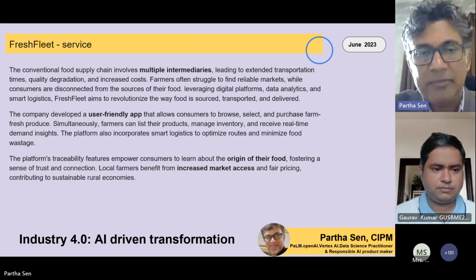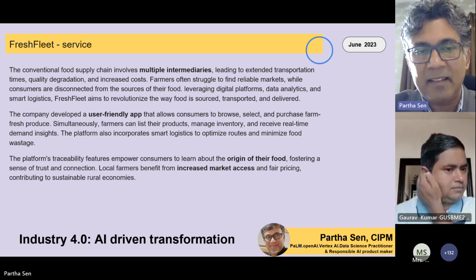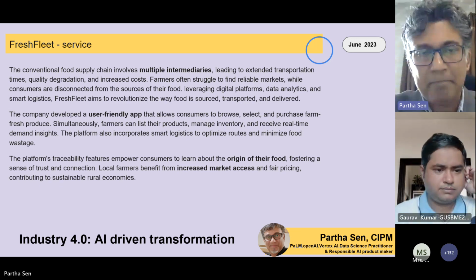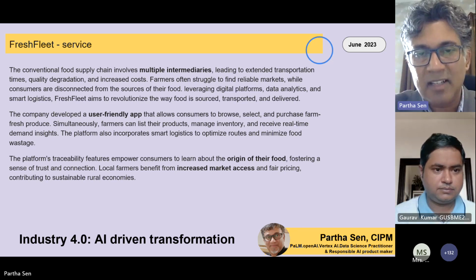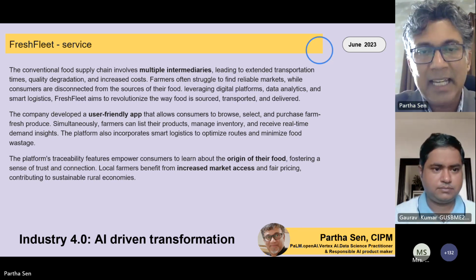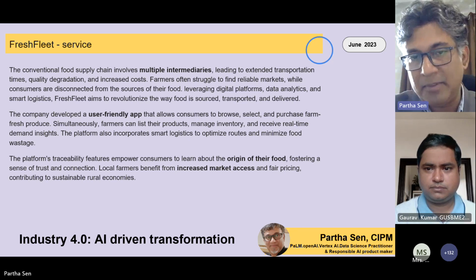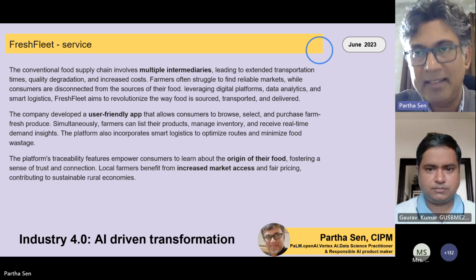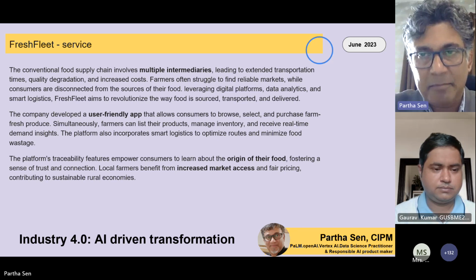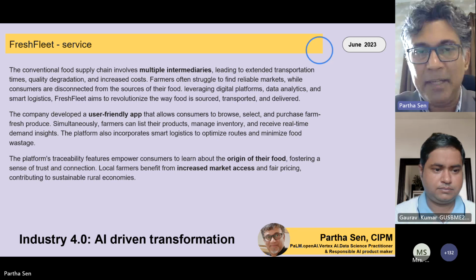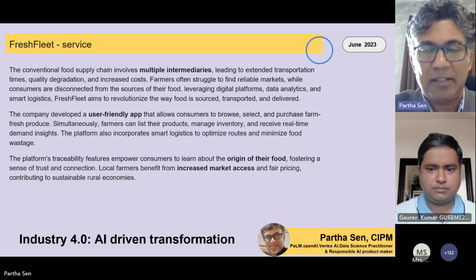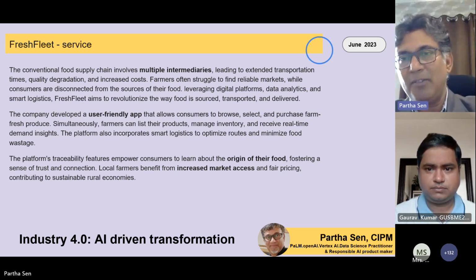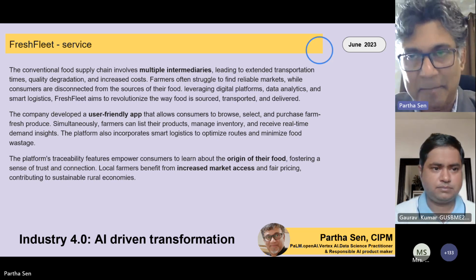Now, what is the positive side? The first thing is that they are bridging the gap. They are bringing the trust. They are making the connections between the consumer and the farmer. They are helping the farmers to get a fair price. Fair price, that is important. The app is also helping the farmers get real-time access to the market. So all this is about this Fresh Fleet One startup.